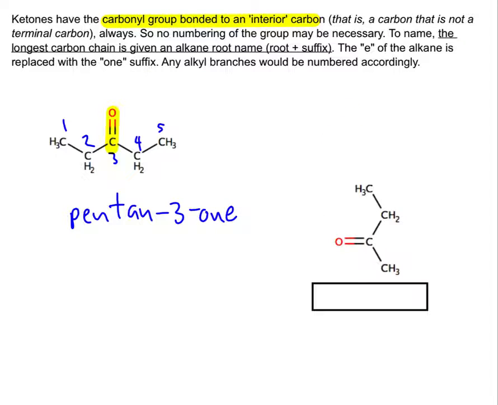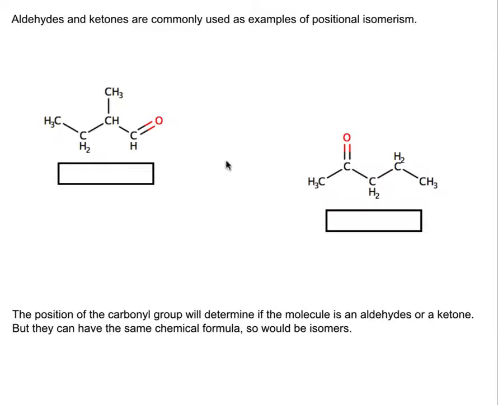If you look at the second example, there's the carbonyl group. It's on a 4 carbon chain. And so that is relatively straightforward. It's just butan-2-one. So pentan-3-one because the carbonyl is on carbon 3. Butan-2-one because the carbonyl is on carbon 2. Aldehydes and ketones are very commonly used as examples of positional isomerism, as the position of something moves to create an isomer.